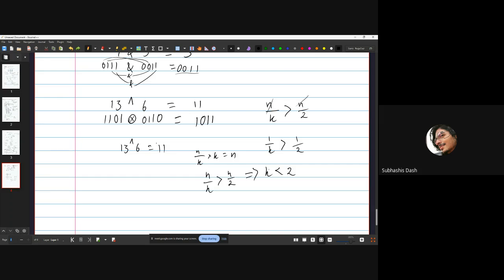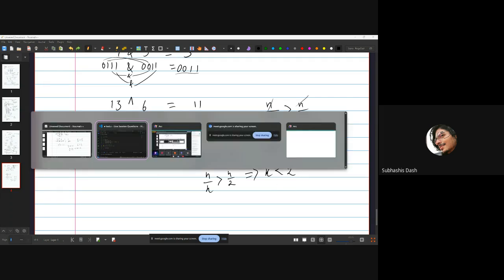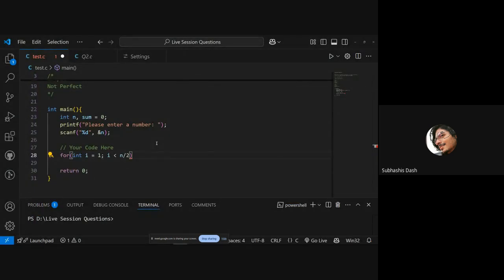And what this means is that k, an integer, will have to be smaller than 2, which means only one thing, that it can be 1, right? And we have already counted 1. So it does not matter. So we do not have to go beyond n by 2. That's what I'm trying to say. Anyways, I believe that you will be able to reason that out later.